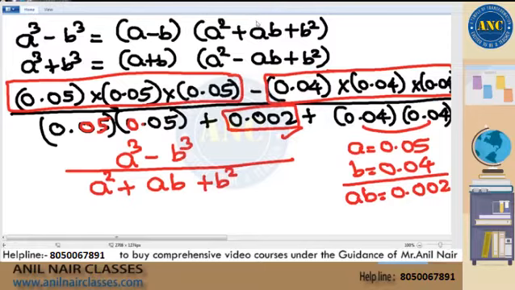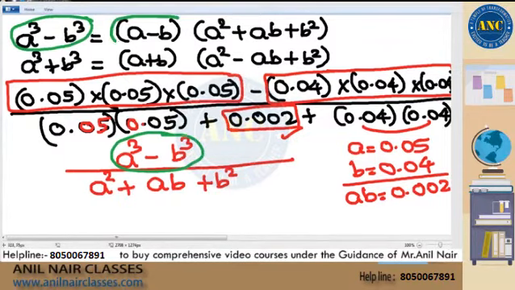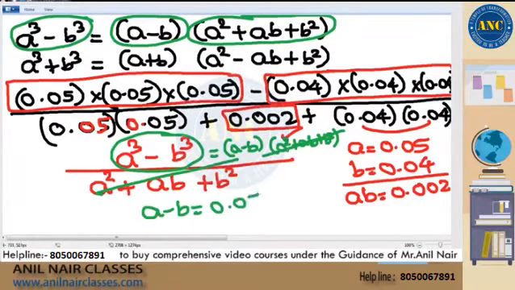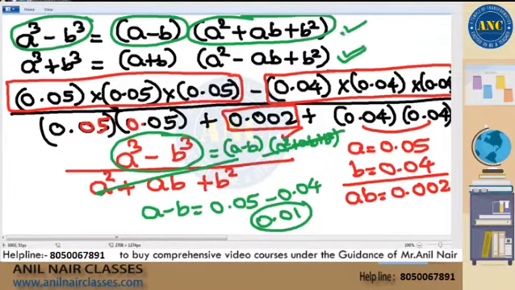If I simplify further, a cube minus b cube is a minus b into a square plus ab plus b square. That term will cancel with the denominator term. You are left only with a minus b. A is 0.05 minus b is 0.04. The answer is 0.01. So you should definitely know all these things which we study in algebra to solve some of the questions in surds and indices easily. I believe that it is clear.